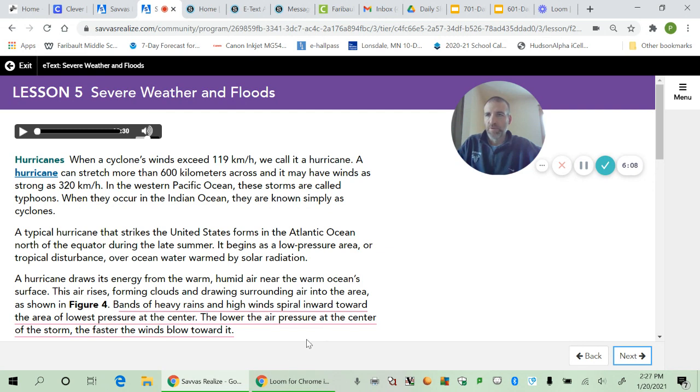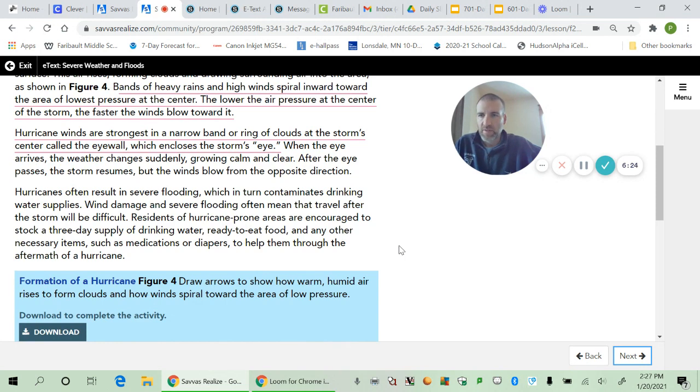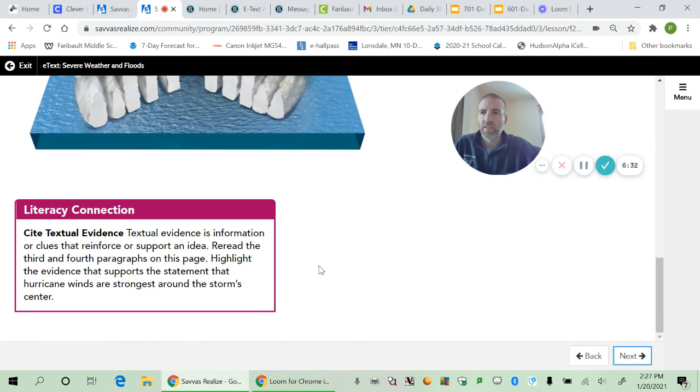The next slide returns to hurricanes, which we talked about on the first slide. Hurricanes gives you the definition of what defines a hurricane. It's a cyclone where the winds exceed 119 kilometers per hour. As you're reading through this page, there is one activity to do here, and that would be found down at the bottom here, this literacy connection.